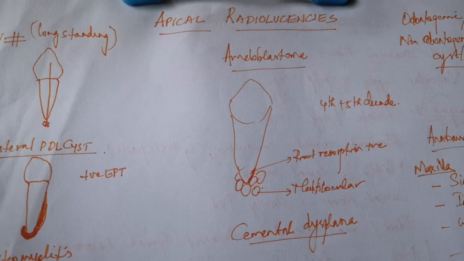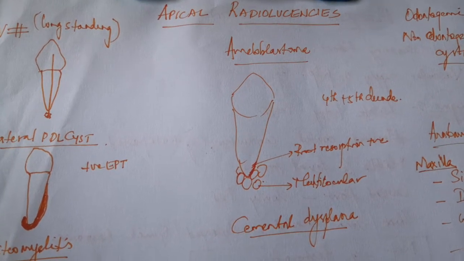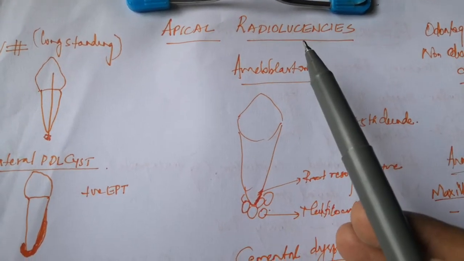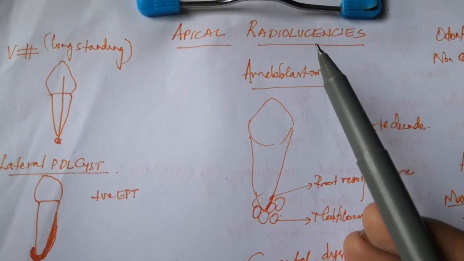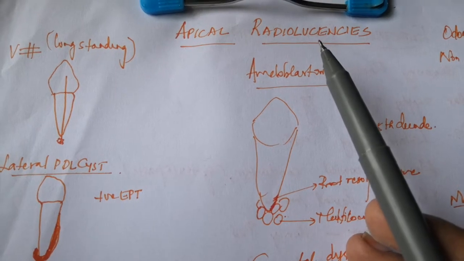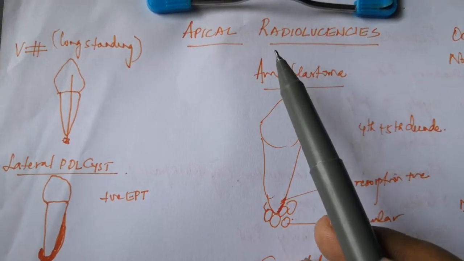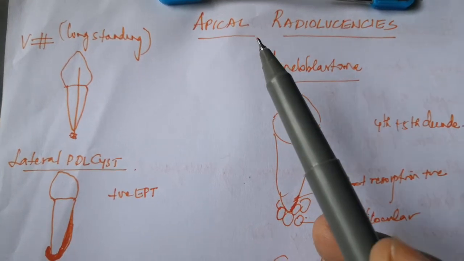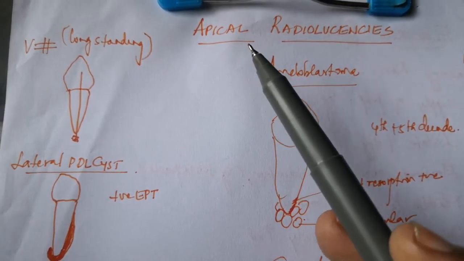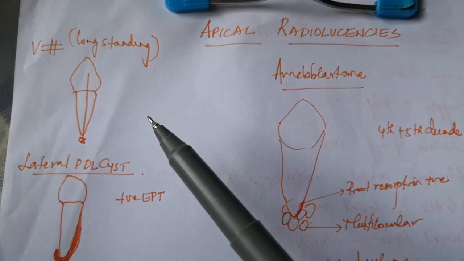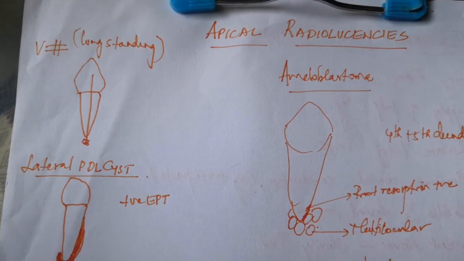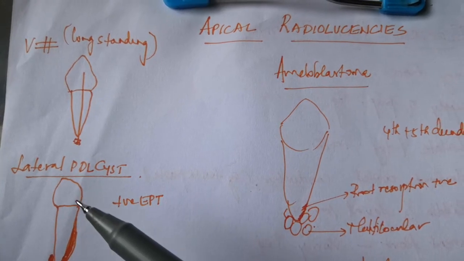Hello everyone, today's topic is on apical radiolucency. So, in the radiograph, when you see a dark region in the apex of the tooth, what are the things which come to your mind for the diagnosis? Usually, you will see it in a periapical cyst, wherein there is pulpal involvement followed by the periapical lesion. What are the other conditions?